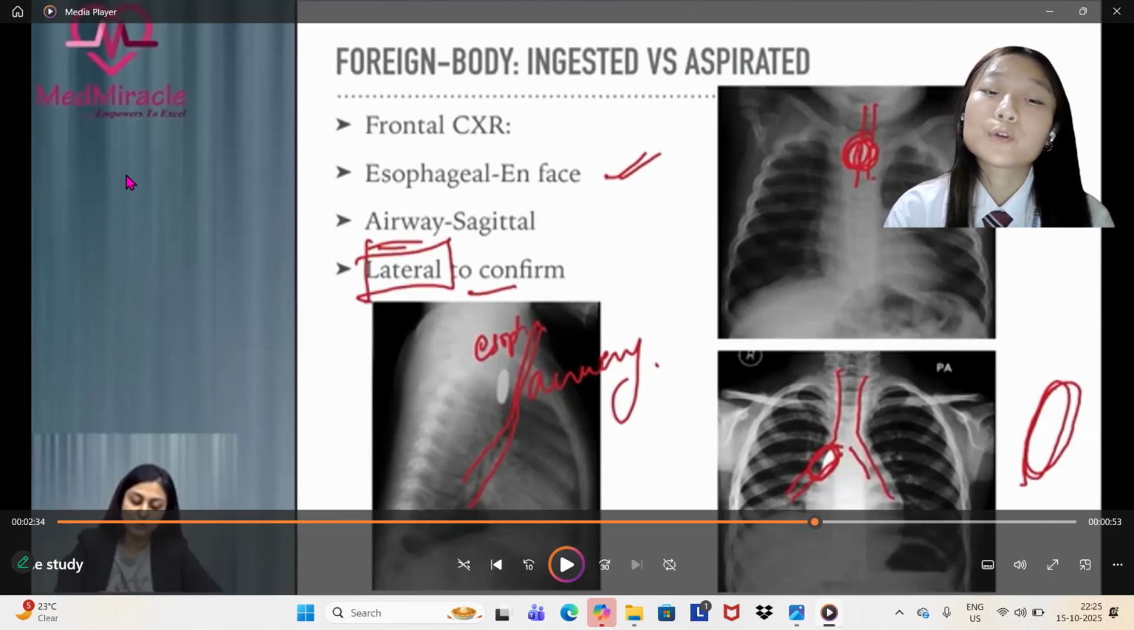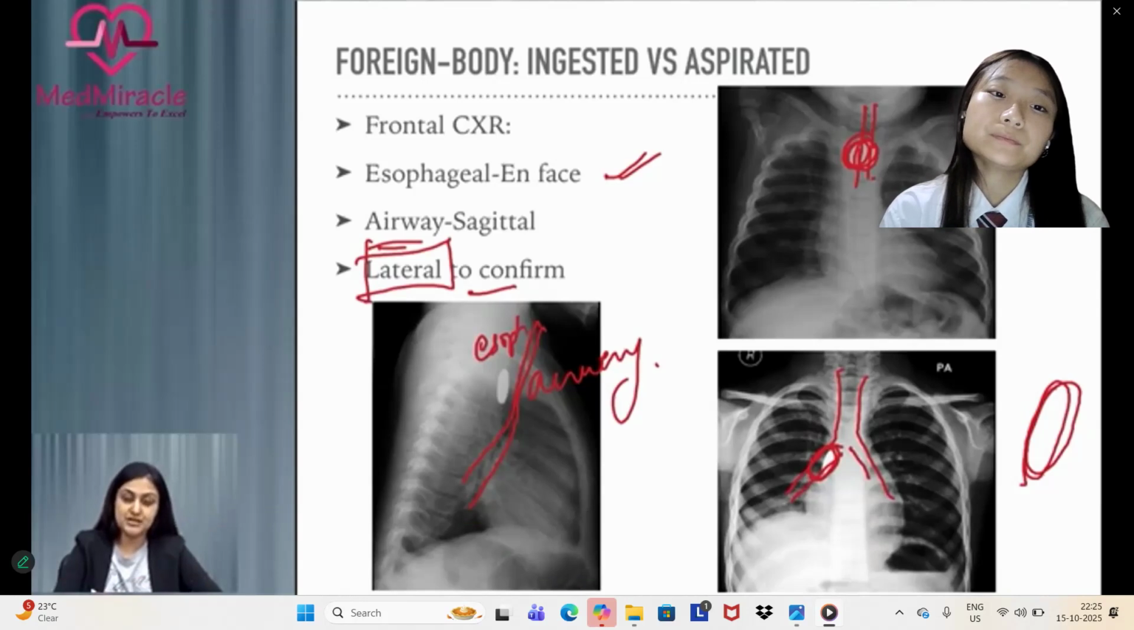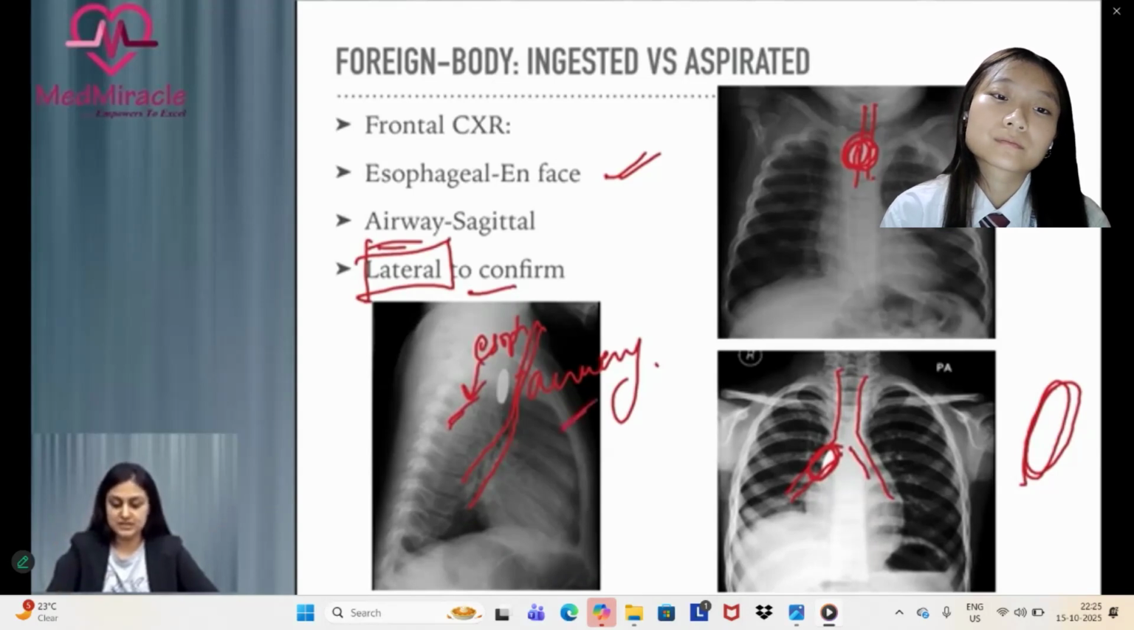the object more precisely. If you have the foreign body located posterior to the air-filled airway, it is esophageal in location or ingested foreign body, whereas if it is lying in the airway or the blacker structure, that means the child has aspirated it.